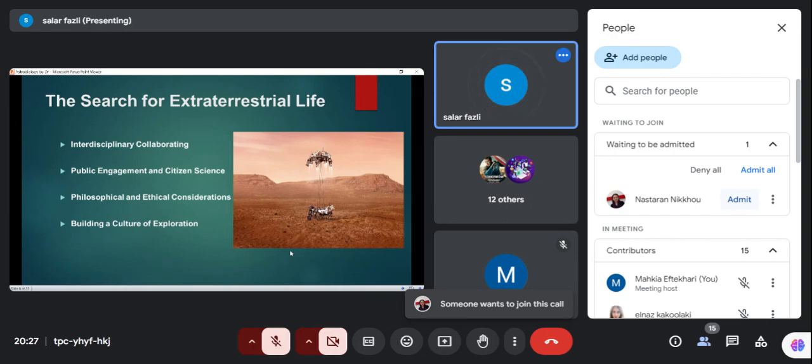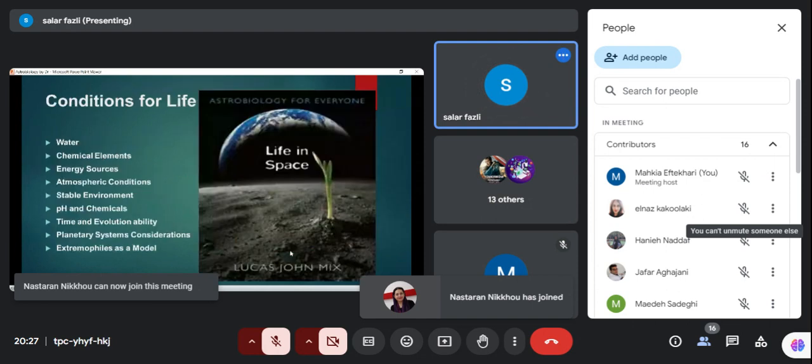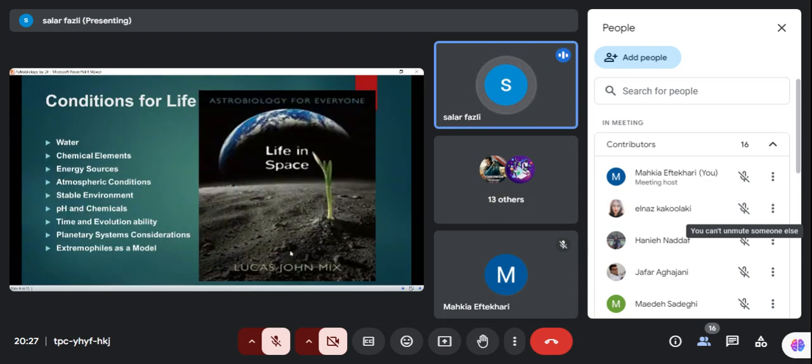And we passed this topic, and it has been shortly explained. So we are going to our next topic, which is conditions for life in space.